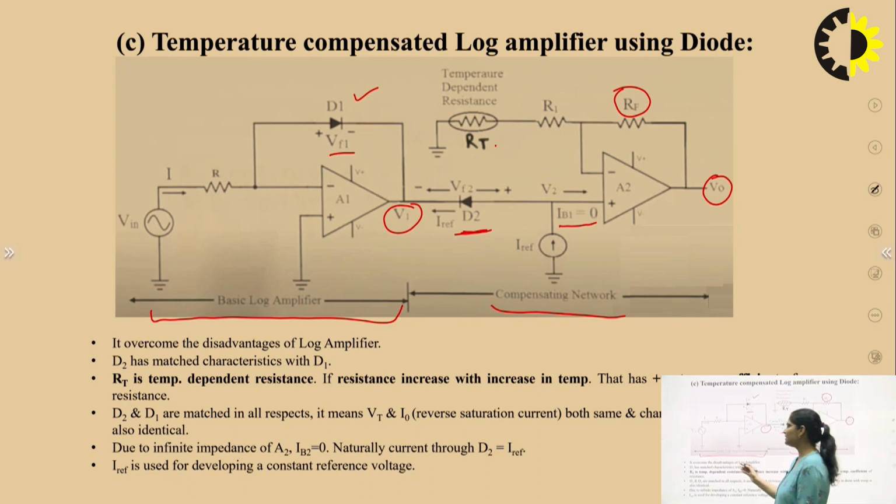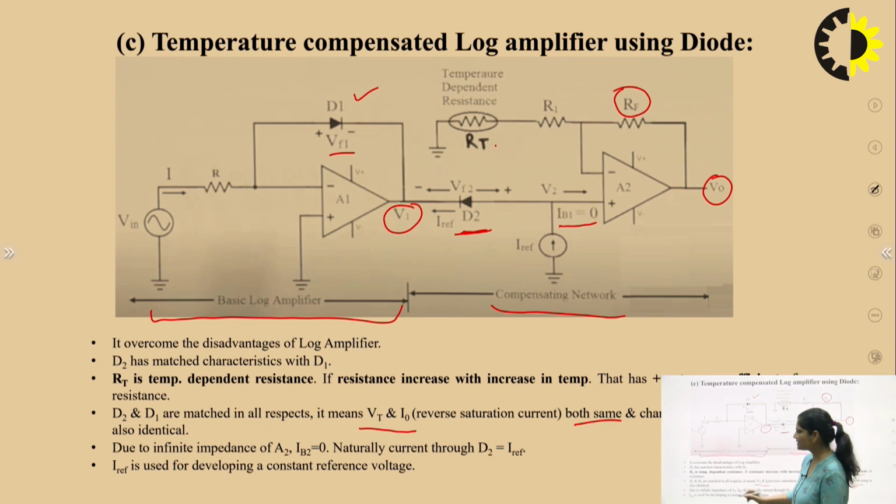It overcomes the disadvantages of the log amplifier using diode and transistor. D2 has matched characteristics with diode D1, and RT is a temperature dependent resistance. If the temperature increases, the resistance increases, which means it has a positive temperature coefficient. Here D1 and D2 diodes are matched in all respects. It means VT and the reverse saturation current I naught are both the same, and their change with temperature is also identical.